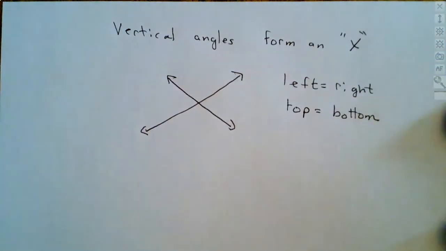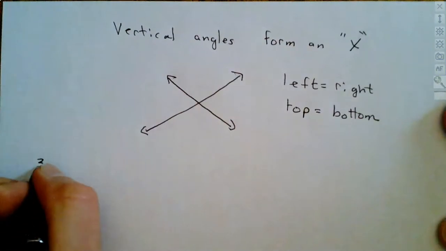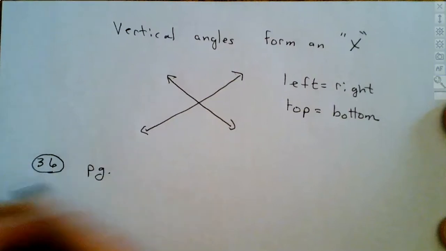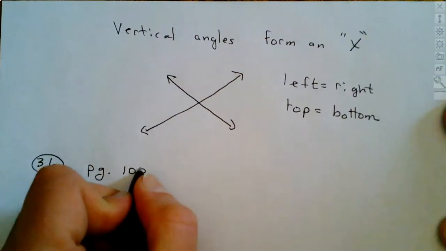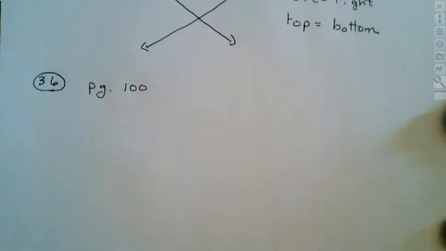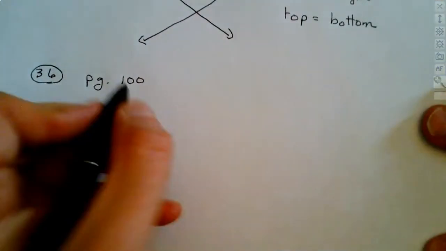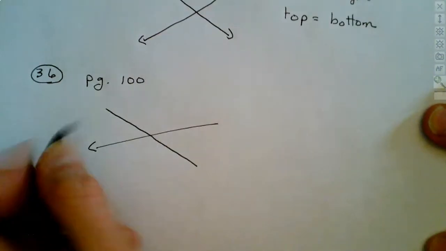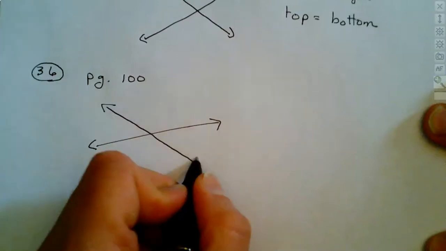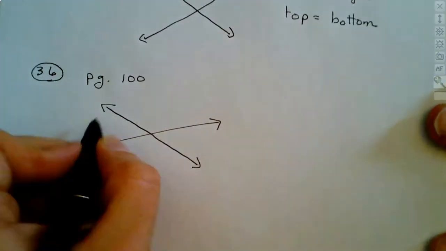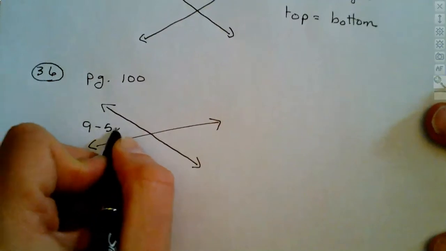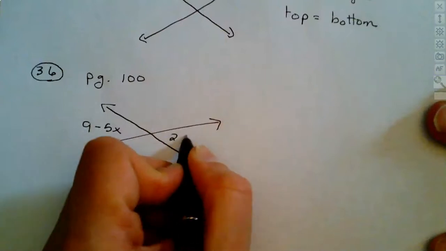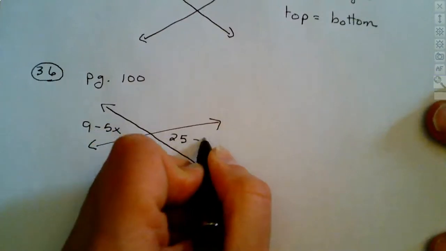We're going to look at question 39. Oh, sorry, 36, my bad. So 36. And this again is on page 100. So on page 100, question 36, these are vertical angles. So that means they're going to equal each other. These are actually a little bit easier than the triangle ones. So we've got 9 minus 5x here, and on the other side 25 minus 3x.